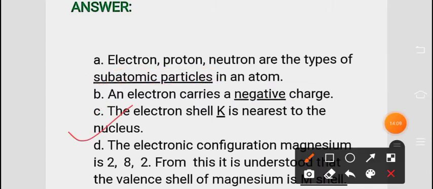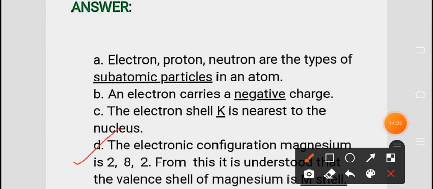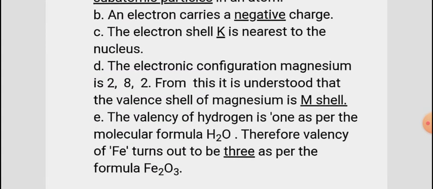Next is the electron shell K is the nearest to the nucleus. We all know K, L, M, N start from towards the nucleus. So K is the nearer one to the nucleus. Next, the electronic configuration of magnesium is 2, 8, 2. From this it is understood that the valence shell of magnesium is the M shell.